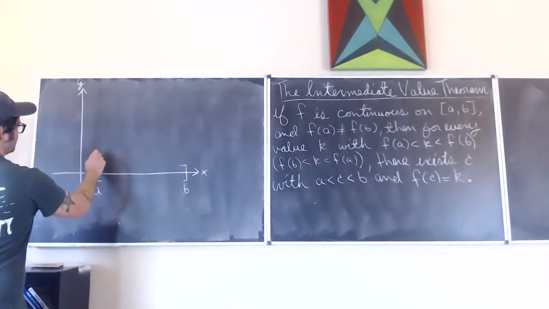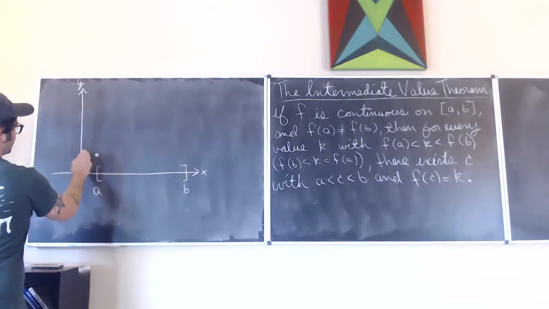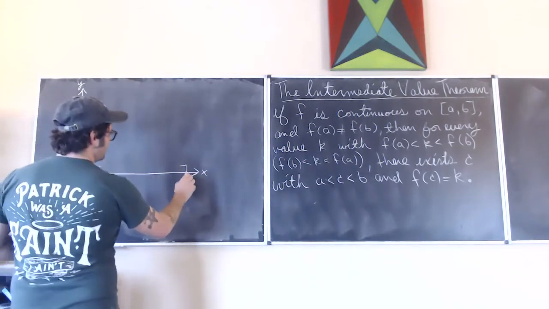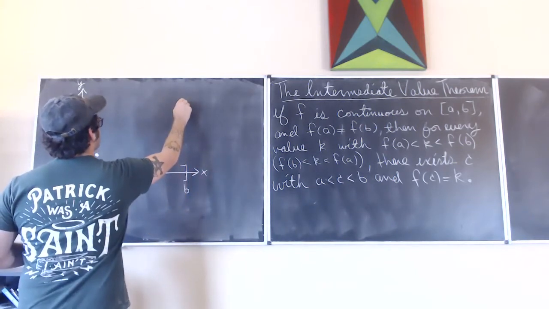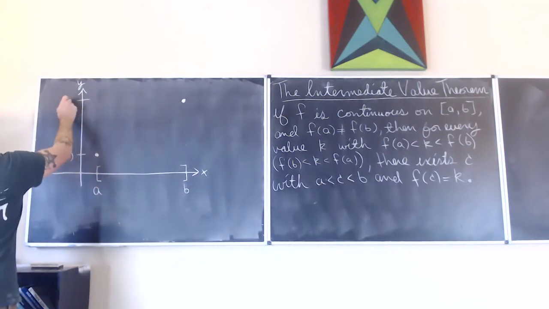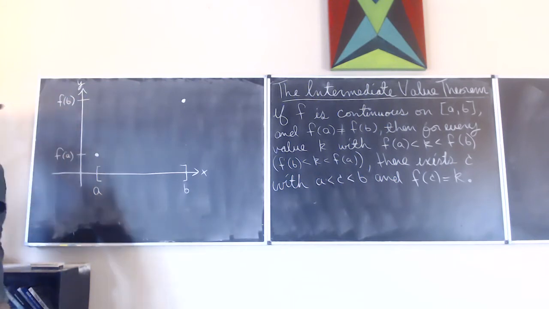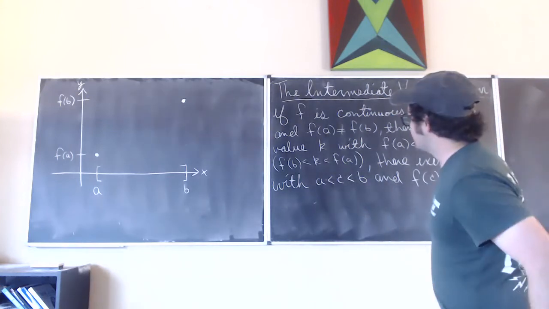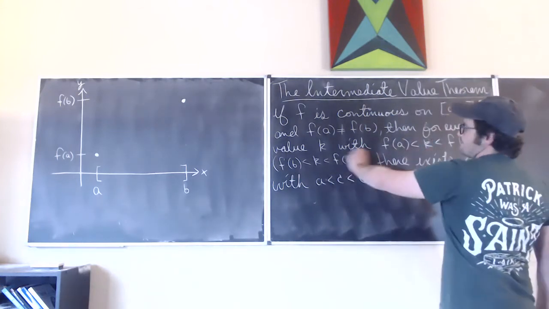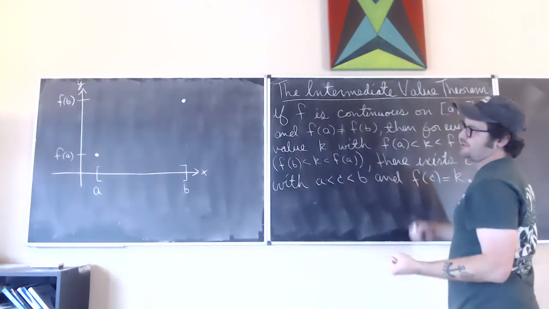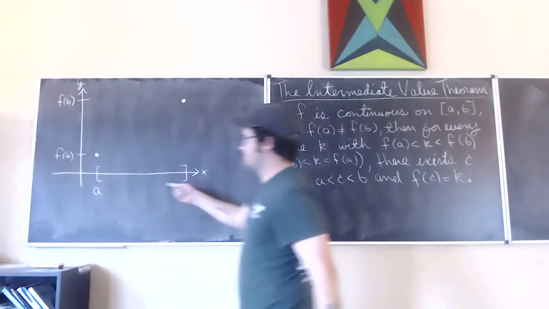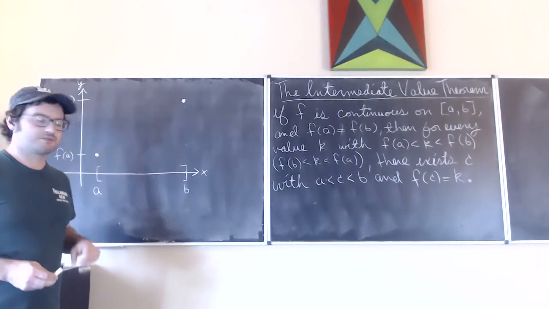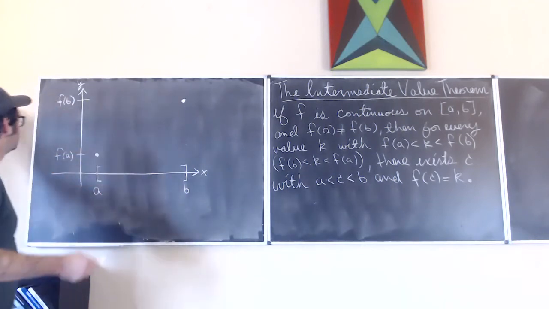So we're looking at the graph of this continuous function. There's f of a, and then maybe here's f of b. Okay. Now, what is this saying? It's saying for every value k in between f of a and f of b, there is a value c in this interval that the function will map c to k. So let's just pick some arbitrary k in between f of a and f of b.